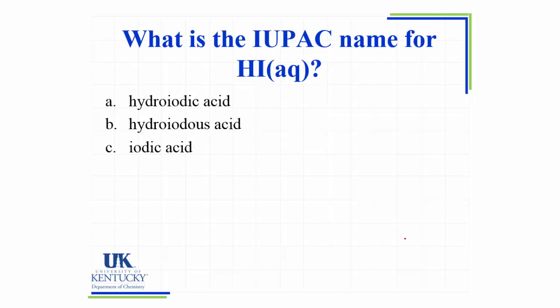Let's look at an example of the IUPAC name for HI. The name of that would be hydroiodic acid. This is a binary acid that's formed from a hydrogen and the iodine ion. So we simply add hydro at the beginning and ic acid at the end.